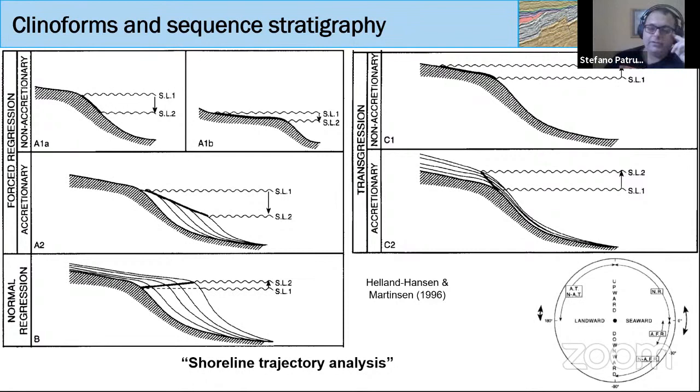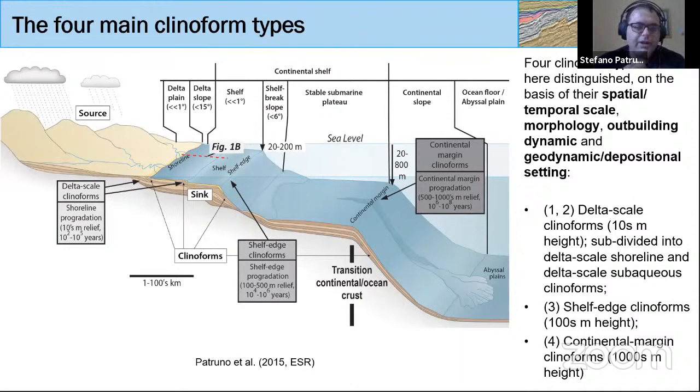And that leads me directly to our first important point, the four major types of clinoforms, or the four major scales of clinoforms, same thing. So looking at present-day clinoforms and ancient clinoforms, we can differentiate immediately three different scales of clinoforms that are situated in different geodynamic contexts, and they are responding to different spatial temporal scale morphology and also different outbuilding dynamics. What are these scales? So first of all, delta scale clinoforms. Delta scale clinoforms are situated either at the shoreline or in the shelf, mid-shelf somewhere, and they are defined as tens of meters height, foreset height.